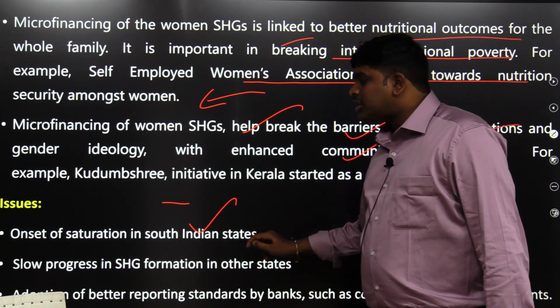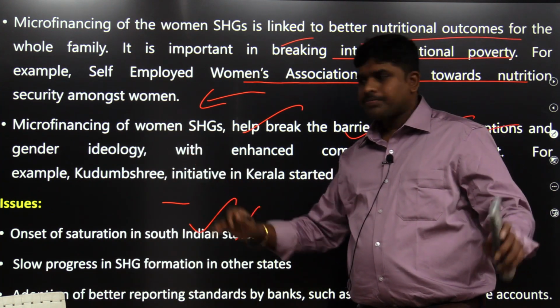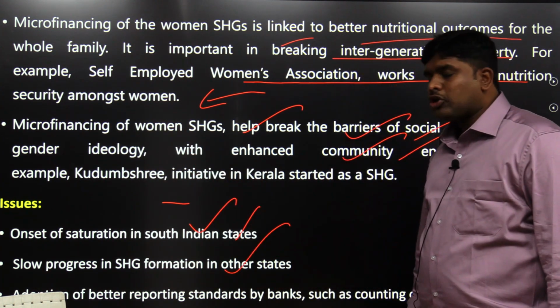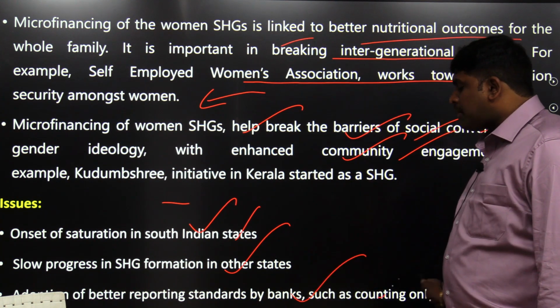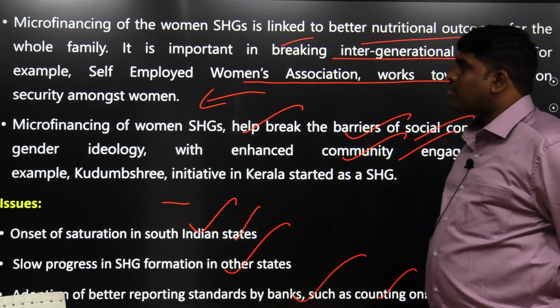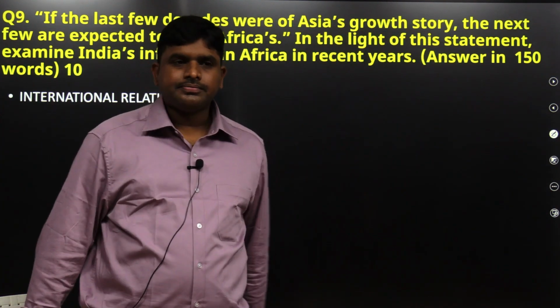But what is the issue? Onset of saturation in South Indian states. Almost everywhere self-help groups are there. Slow progress in self-help group formation in the North Indian states, adoption of better reporting standards by banks such as counting only operative accounts. But one big problem has been there, I will tell you.